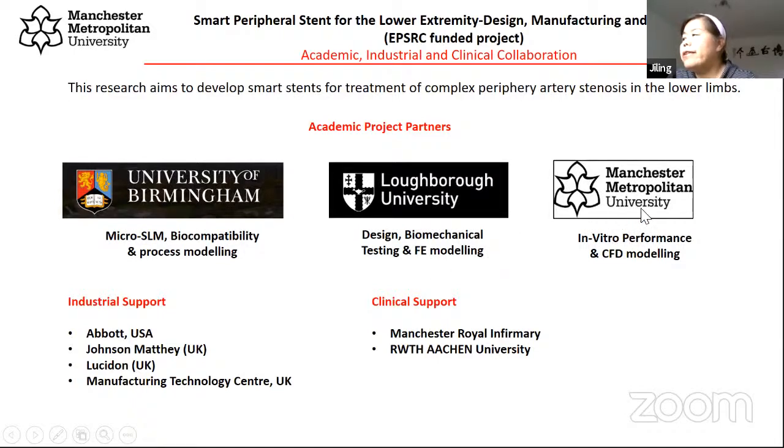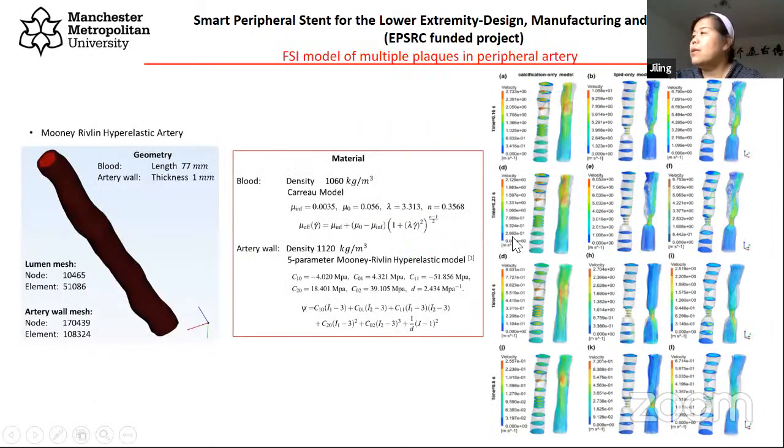And in my group, we do in vitro studies of the blood performance related to this stent, and also CFD modeling. This project has received a lot of industrial support from these companies, and also clinical support. And currently we have some results. This slide shows some results from this project.